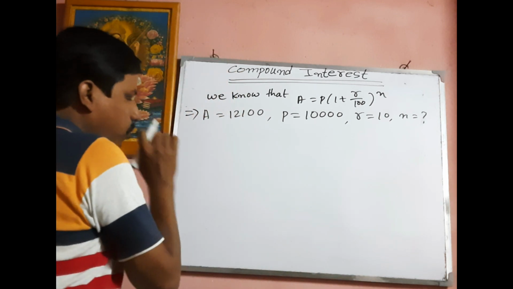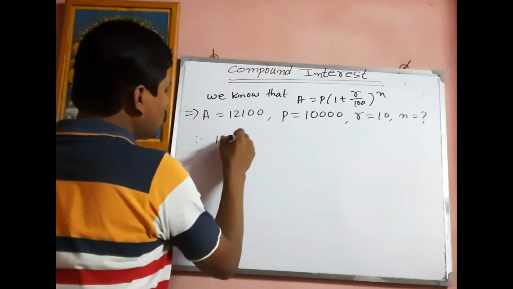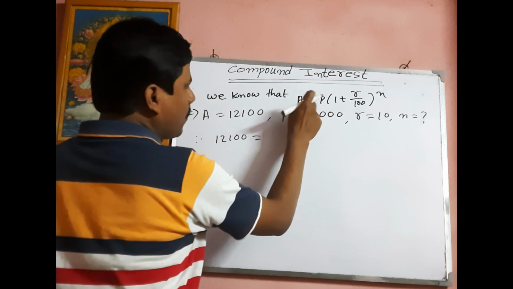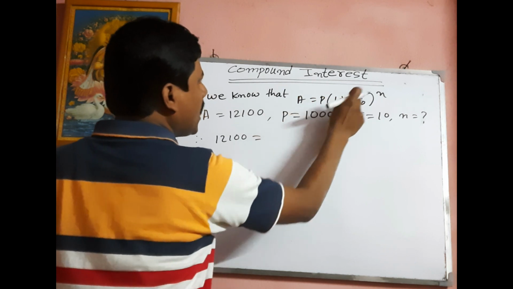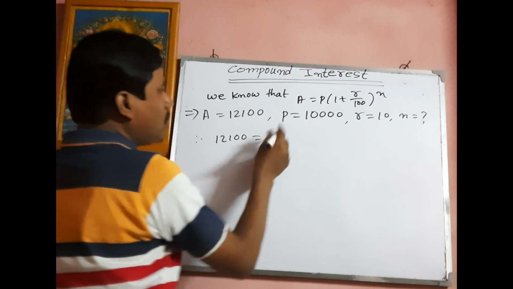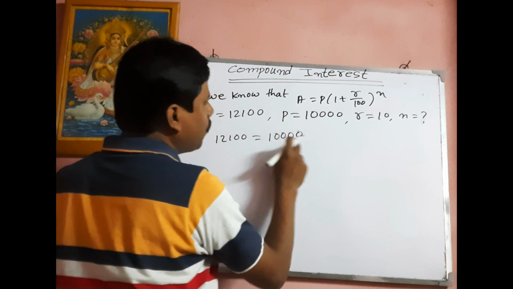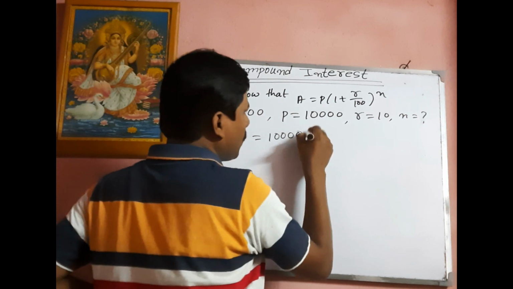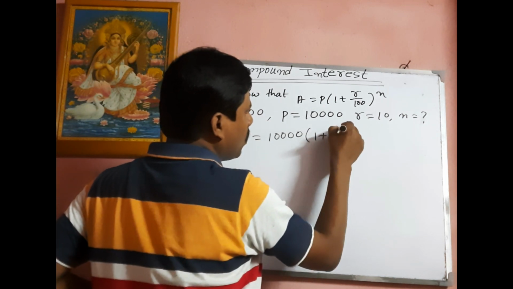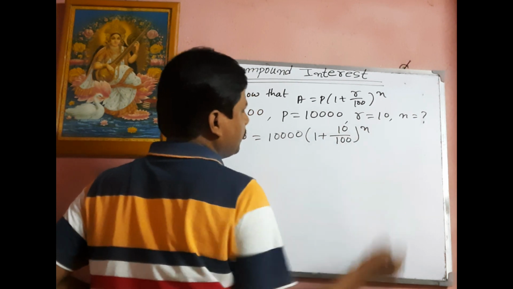So from the given information, we are putting the value of A, P, R, N here. A is equal to 1200, we are putting here, and P is equal to 1000. We are putting the value of P. Now we are putting the value of R, and N is N.